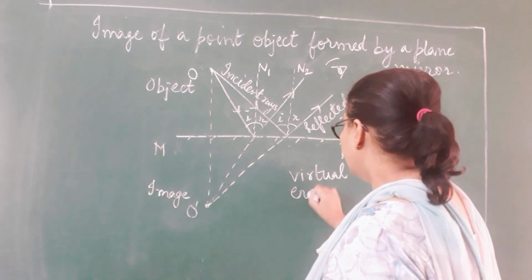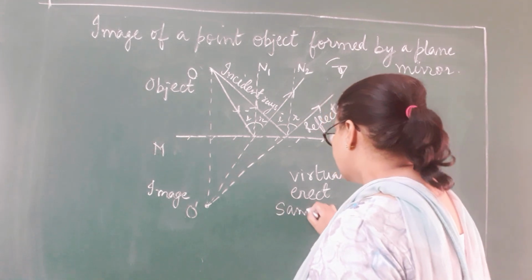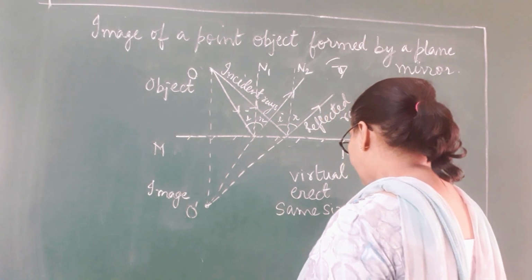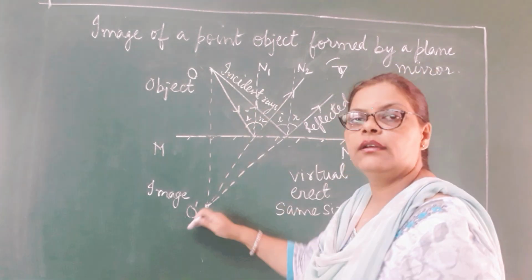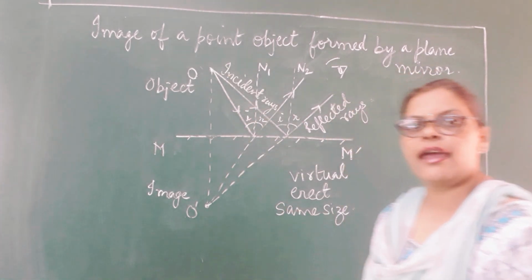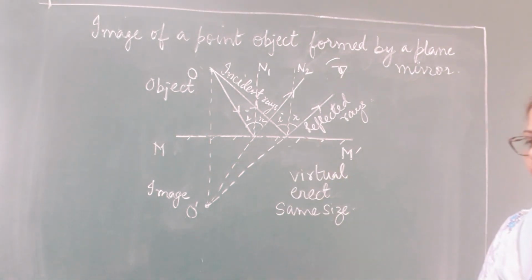It is an erect image. Of course, it is erect, virtual, of the same size as the object, right? And the object distance is equal to the image distance. So these are the characteristics of the image formed. You can have a look at the diagram. I hope you have drawn it. After this, we go to the second diagram.